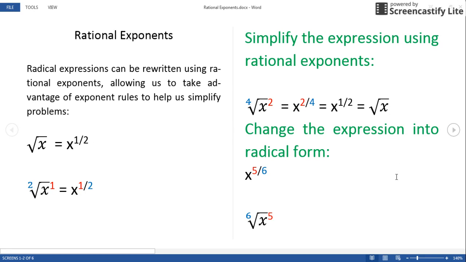Well, we want to be able to go both directions with these, so let's change the expression into radical form next from a rational exponent. Let's take x to the 5/6 and make it into a radical. The denominator becomes the index, the numerator becomes the exponent, so x to the 5/6 power is the same as the 6th root of x to the 5th.